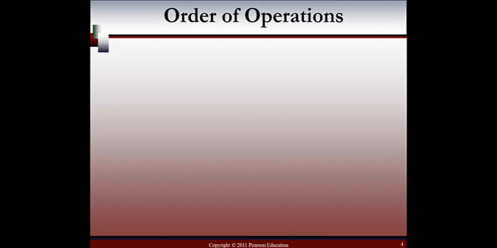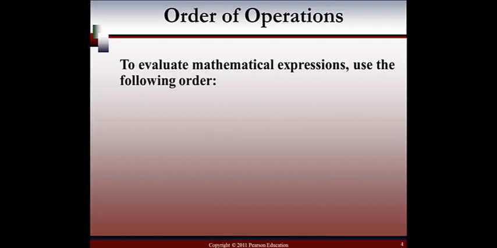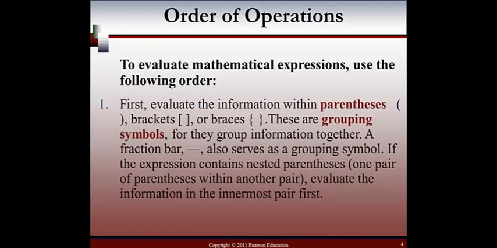Okay, let's discuss the order of operations. To evaluate mathematical expressions, use the following order. First, evaluate the information within the parentheses, brackets, or braces. These are grouping symbols, for they group information together. A fraction bar also serves as a grouping symbol. If the expression contains nested parentheses, one pair of parentheses within another, evaluate the information in the innermost pair first. So we're going to work from the inside of the parentheses out.